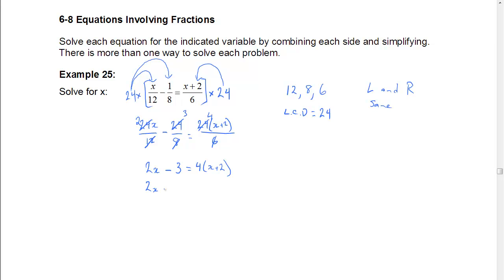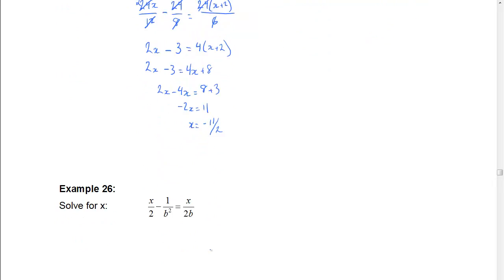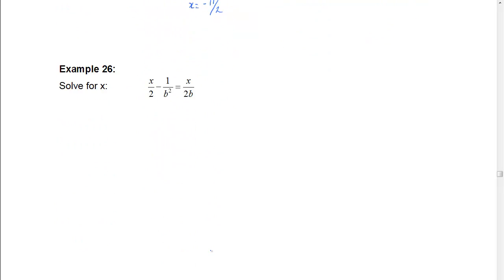So 2x minus 3 equals 4x plus 8. Move the 4x to the left, the 3 to the right. That gives us 2x minus 4x equals 8 plus 3. Or negative 2x equals 11, which means x is negative 11 over 2. And so that's one way to solve these questions. Multiply everything by the LCD to get rid of the denominator. And we'll look at example 26, but we'll do it a different way.